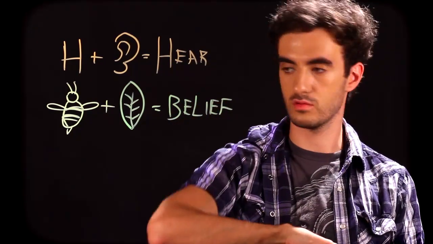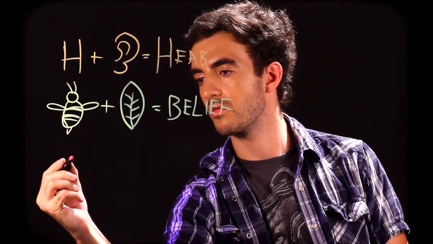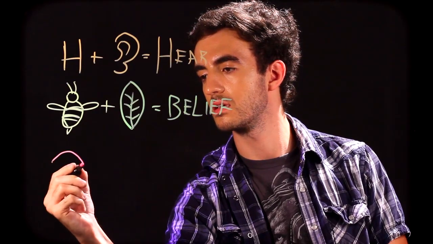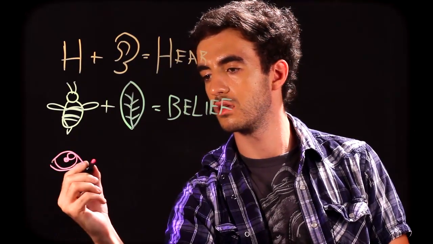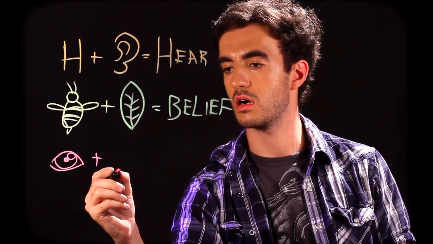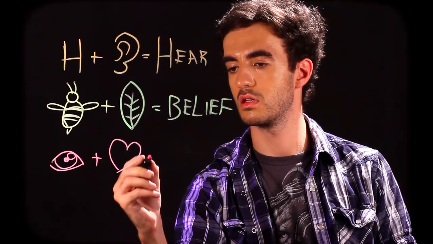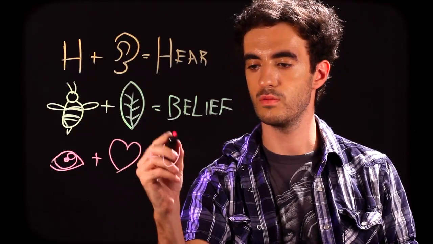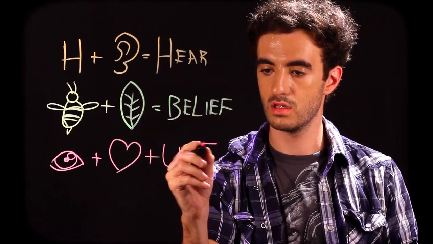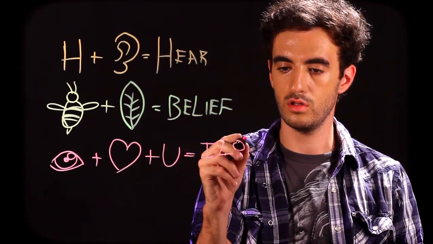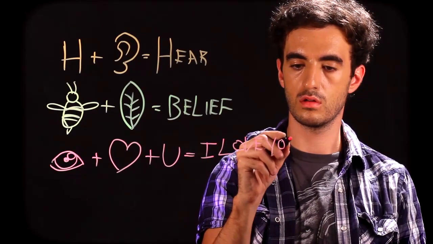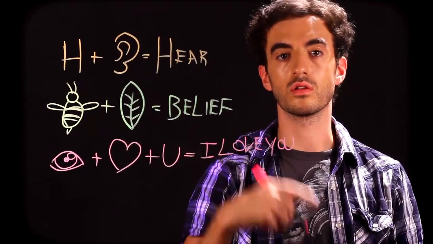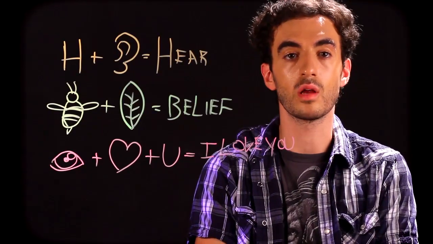One more example for you. Let's say we have an eye plus a heart plus a U equals I love you. Or I heart you, either one. And that is how you draw a Rebus puzzle.